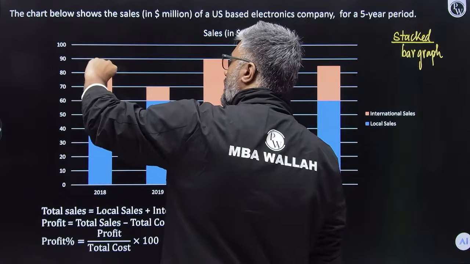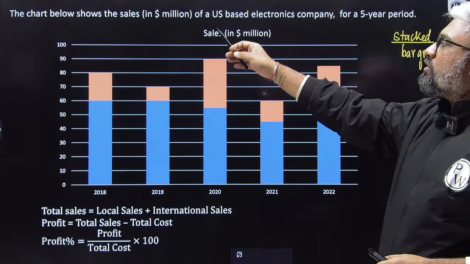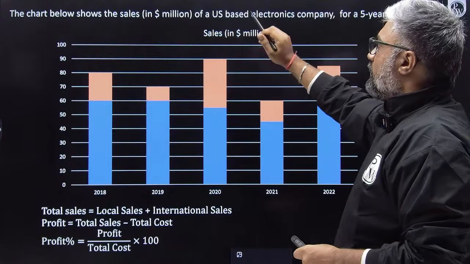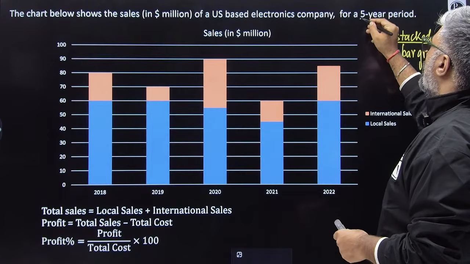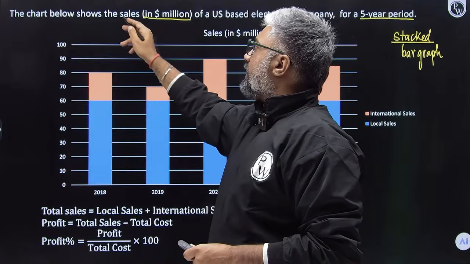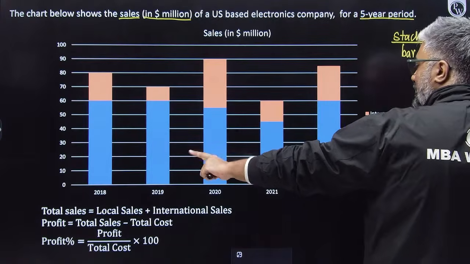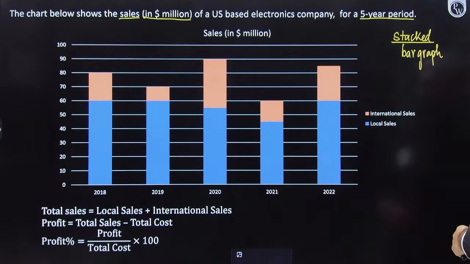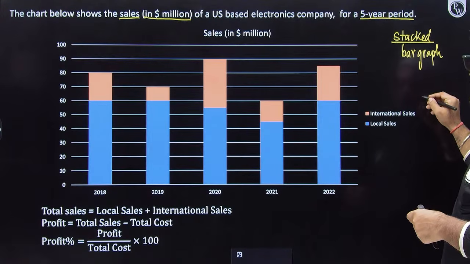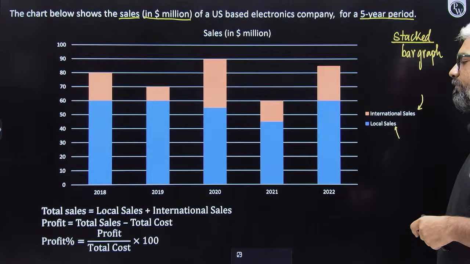One over another one. So here we've been given what the chart below shows: the sales in $1 million for a US based electronics company for a 5-year period. So 5-year period, sales in million USD. The 5 years are 18, 19, 20, 21 and 22. We've been given two pieces of data here. One is international sales. The other is local sales. Okay.